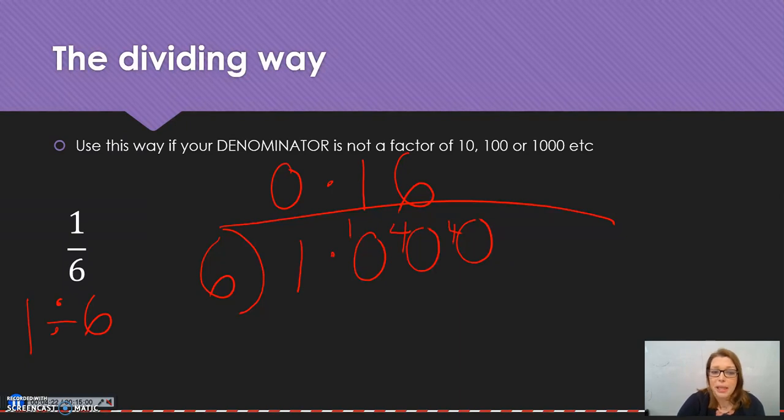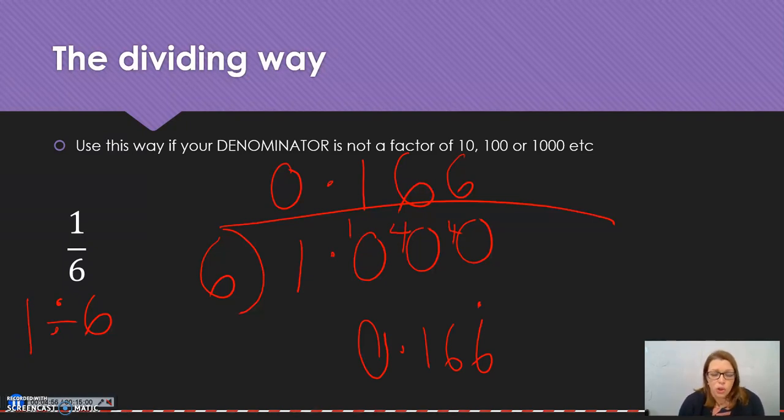I can see that there's going to be a pattern starting now. 6 goes into 40 6 times and there will be 4 left over again. So this will continue, each time saying 6, 6, 6, 6, 6. So what we are going to say is that 1 divided by 6 is 0.16, with a dot over the 6 meaning repeating. So that 6 will repeat forever and ever and ever. So 1 divided by 6, or 1/6 as a decimal, is 0.16 repeating.